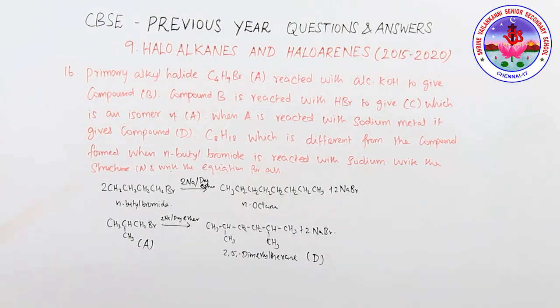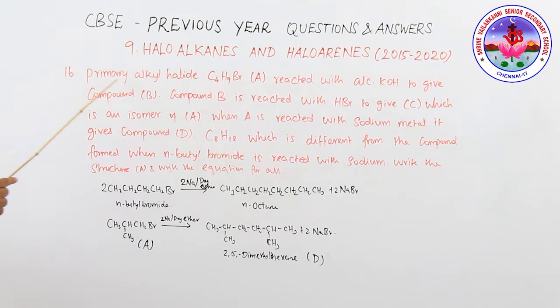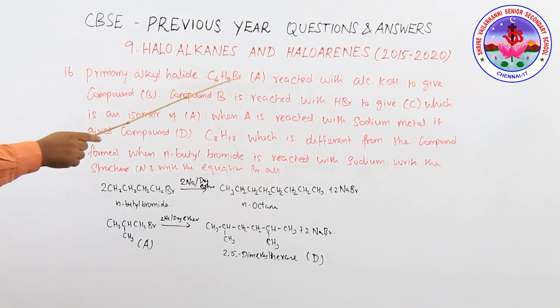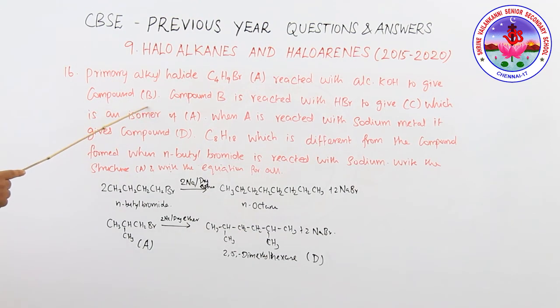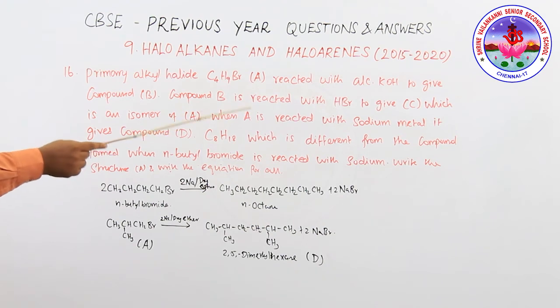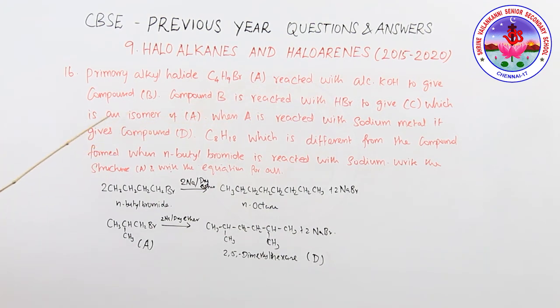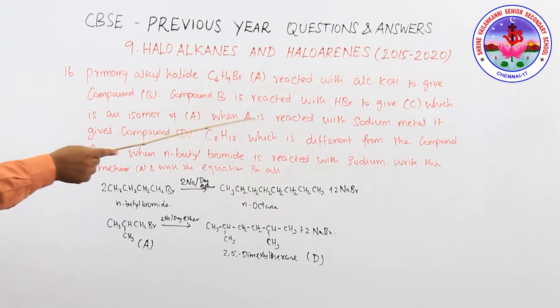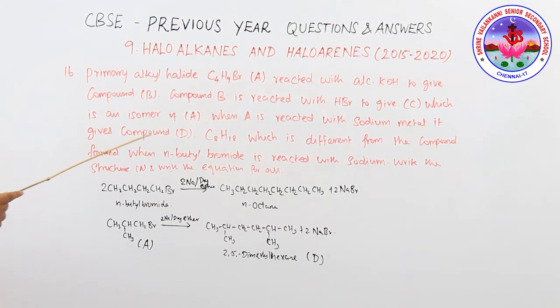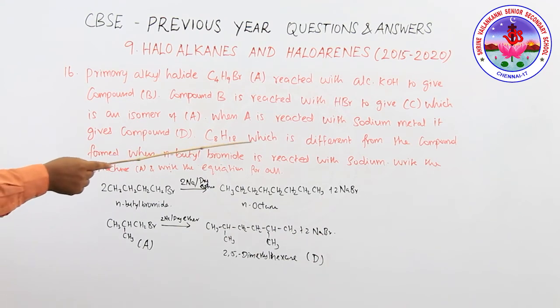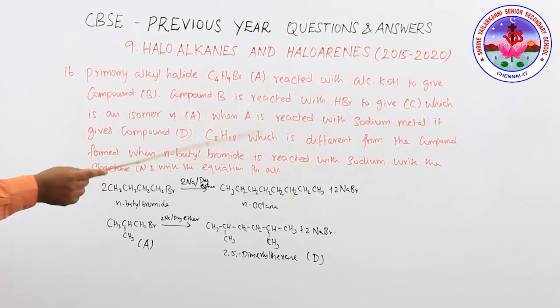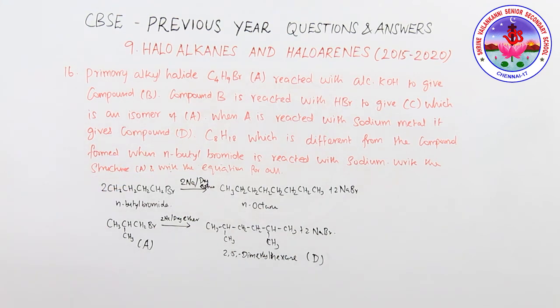Now a compound identification type question. The question: a primary alkyl halide, C4H9Br (A), is reacted with alcoholic potassium hydroxide to give compound B. Compound B is reacted with HBr to give compound C, which is an isomer of A. When A is reacted with sodium metal, it gives compound D, C8H18, which is different from the compound formed when n-butyl bromide is reacted with sodium. Write the structure of A and write the equations for all the reactions. So this is the question.